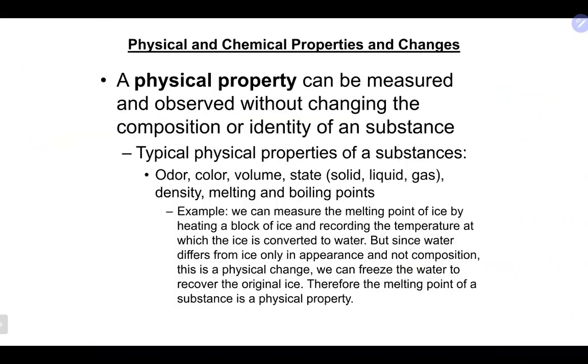So let's talk a little bit about physical properties and physical changes, and also chemical properties and chemical changes. When we talk about a physical property, that is something that can be measured without changing the composition or identity of a substance. Typical physical properties are things like odor, color, and volume. Probably the most common physical property we come across in chemistry is the state, as we were just talking about. Is it solid? Is it liquid? Is it a gas? Things like density, melting points, and boiling points are all physical properties. Physical properties usually go with physical changes.